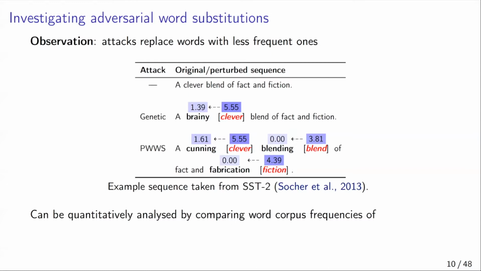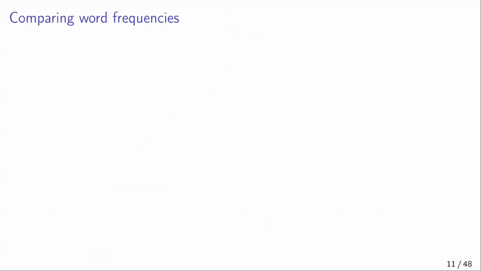The good thing about this is that we can quantitatively analyze it by comparing the word frequencies of all of the replaced words, so the words that have been chosen by the attacks to be replaced, and then the corresponding adversarial substitutions. This is what we did in this work. We did statistical testing to investigate whether we can see any significant differences here, and we did.